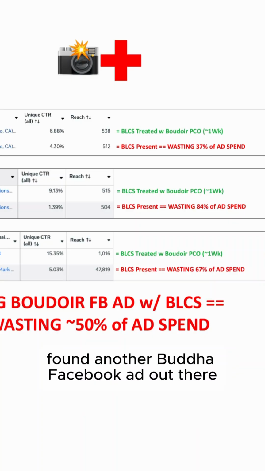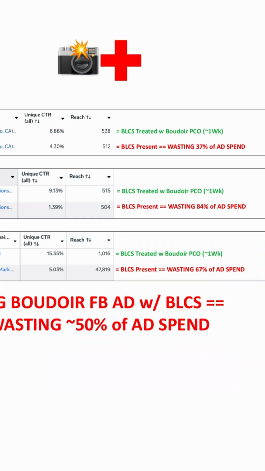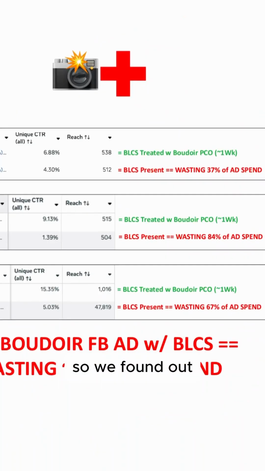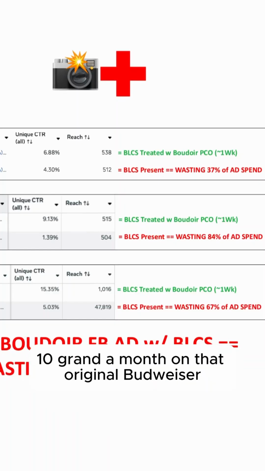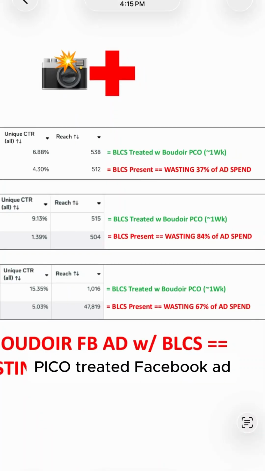Second part of my residency, found another Boudoir Facebook ad out there. Unique CTR 1.39%. Unique CTR under 6%, we know that BLCS is present. Now we duplicated it, treated with Boudoir Pico, took about a week, and got the unique CTR up to 9.13%. So we found out the original Boudoir Facebook ad was wasting 84% of ad spend. So they're spending 10 grand a month on that original Boudoir Facebook ad. Now they only need to spend $1,600 a month on the Boudoir Pico treated Facebook ad, and they get their ad into the same number of women's brains in both scenarios.